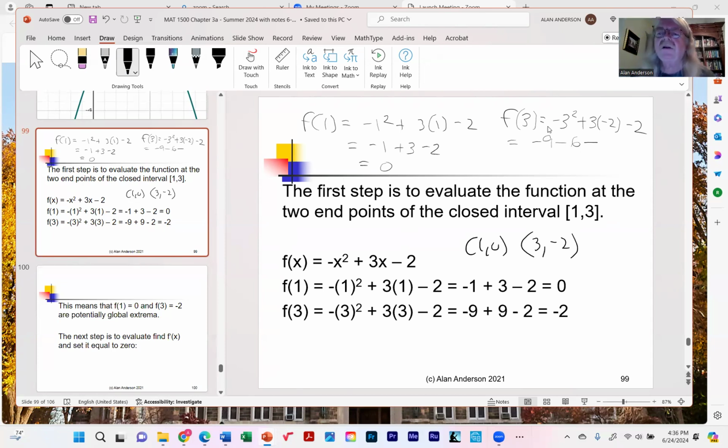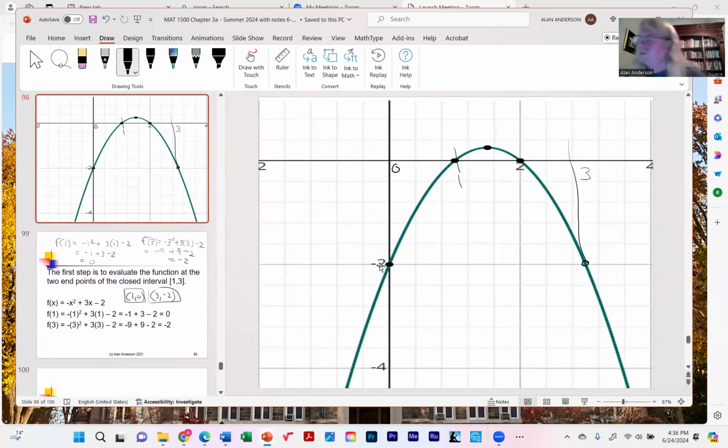Oops, sorry, what did I do there? I just made it the wrong substitution. This is supposed to be a 3. That's better. All right, -9 squared plus 9 minus 2 is -2. So on the graph, we have the points 1, 0, and 3, -2. Fine. Okay, those are the endpoints.